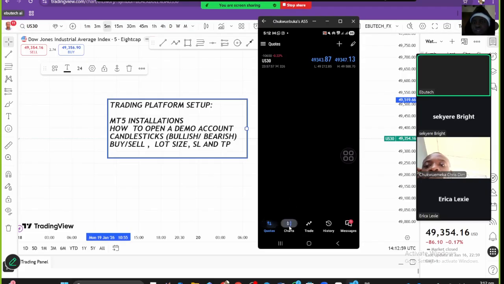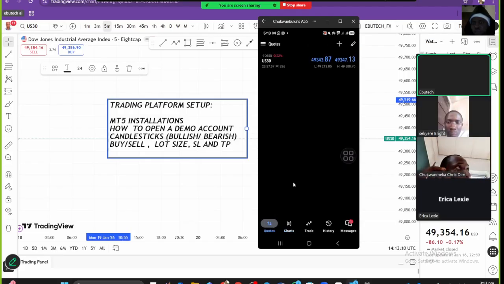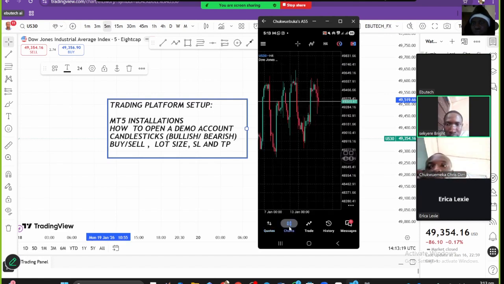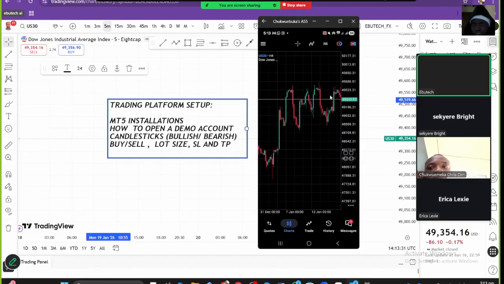So now we'll move to chart. Click on chart. If you can see where my screen is, click on chart. After quotes, which I have explained, this is where you see your pairs, but it's only US 30 that I want to be seeing. Then you click on charts. Can you guys see my screen? Once you click on charts, this is US 30.